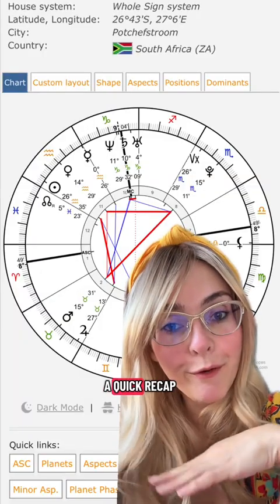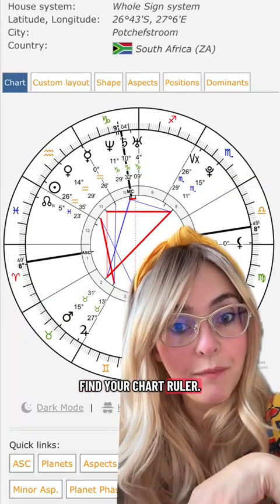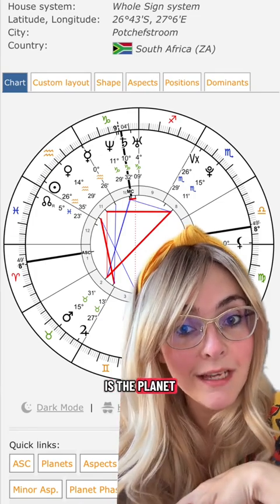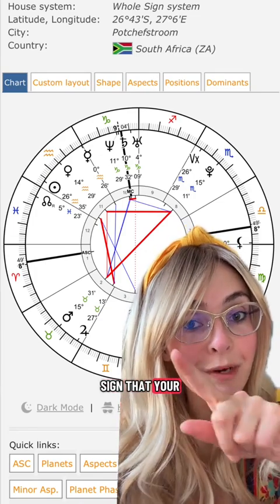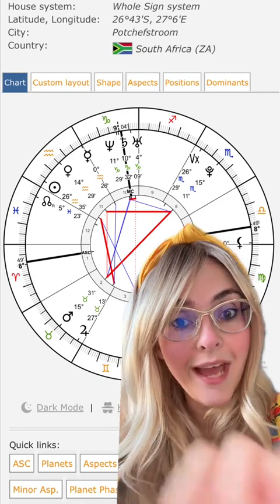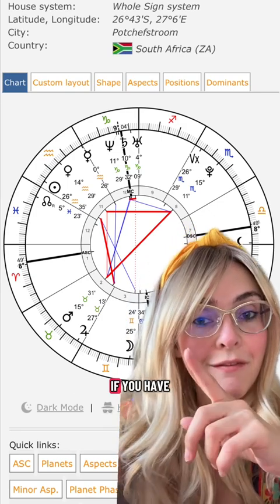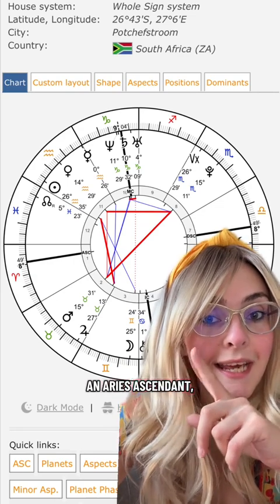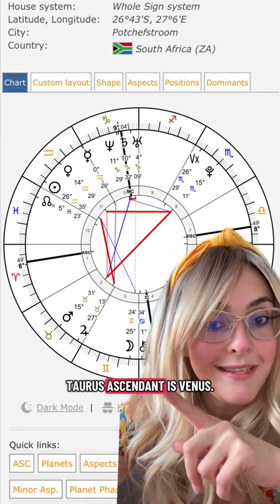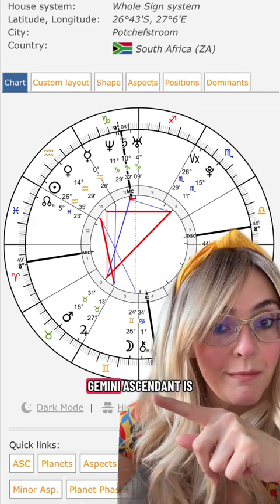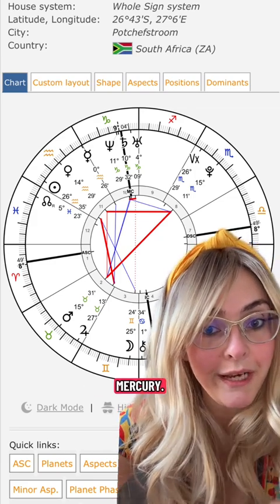So first up, a quick recap on how to find your chart ruler. Your chart ruler is the planet that rules the sign that your ascendant is in. And I'll go through them rapid fire. If you have an Aries ascendant, it is Mars. Taurus ascendant is Venus. Gemini ascendant is Mercury.